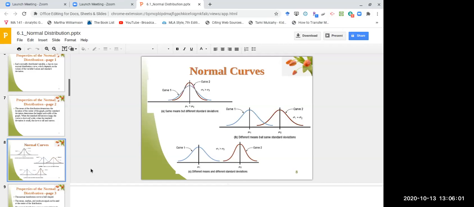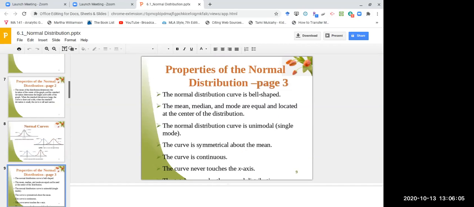Now let's go over a few of these properties. There are more. She did fix this slide. It's not fixed on my screen, but she did fix this slide. The normal distribution is bell-shaped. The mean, the median, and the mode are all equal and located at the center. The normal distribution has a single mode. That means it has a single peak. The curve is symmetric about the mean. It's continuous, as we mentioned.